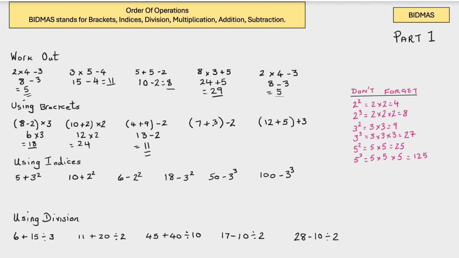Same again. Is there any brackets? Yes, there is. Do that first. 7 plus 3 is 10. You've only got minus 2 left. So our answer is 8. So brackets, yes. 12 plus 5 is 17. Plus the 3 is 20.